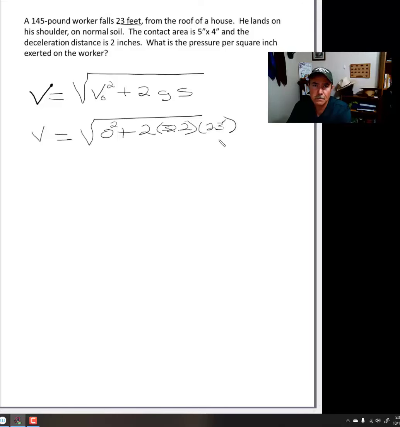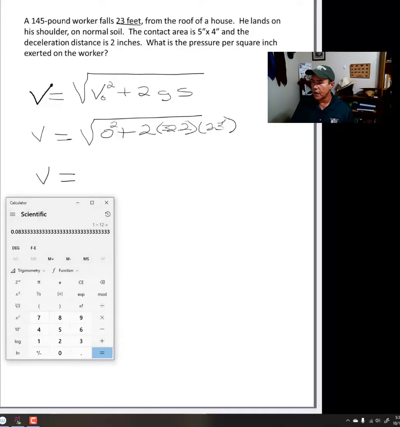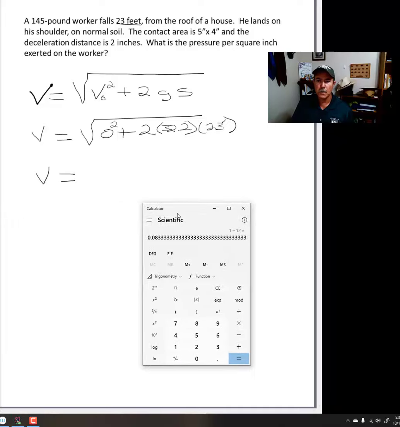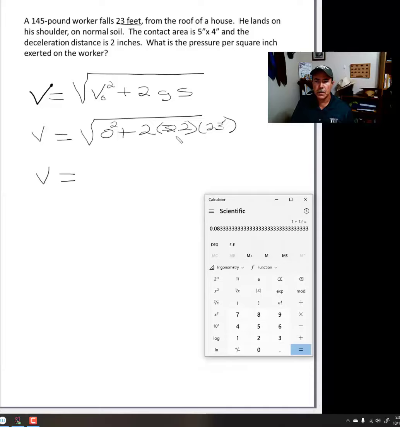And pardon my messy writing. All right, now we have all of our numbers plugged in. Now it's time to do a little bit of math. Let me bring my calculator up here if I can find it, and we will do a little bit of math. We want 2 times 32 times 23.